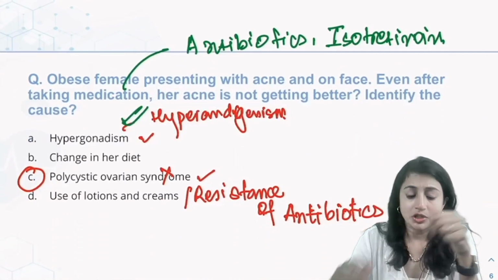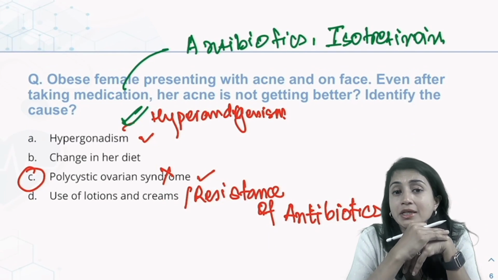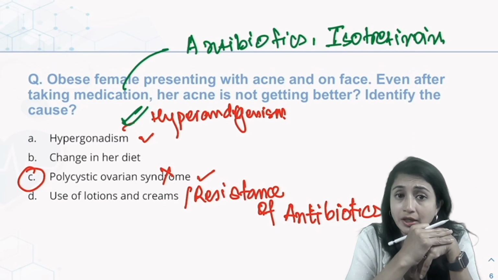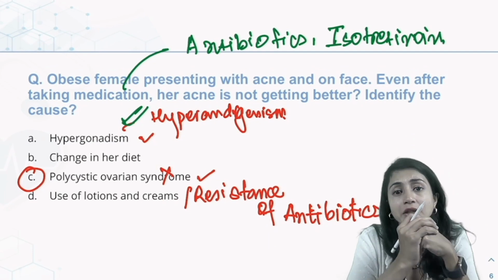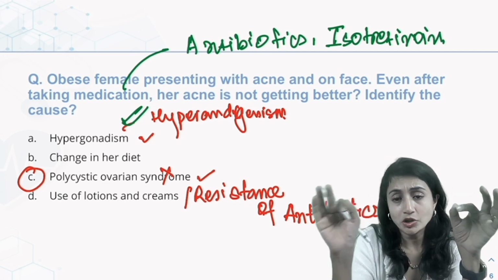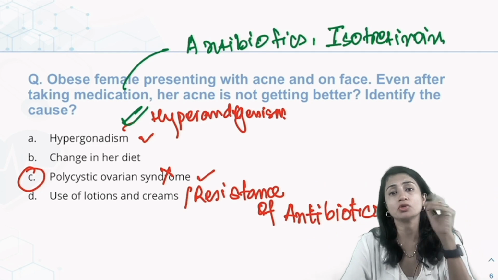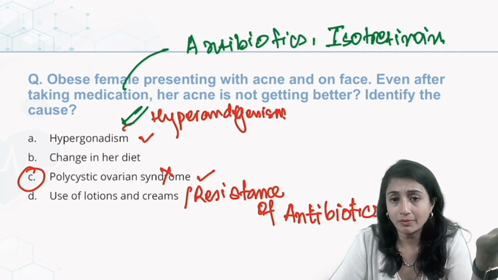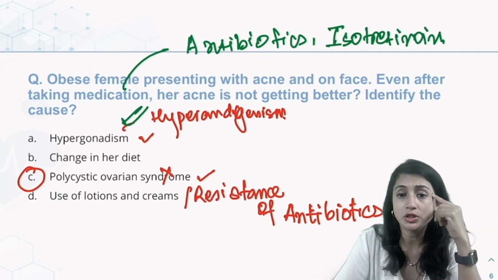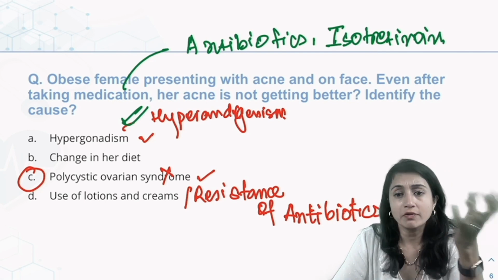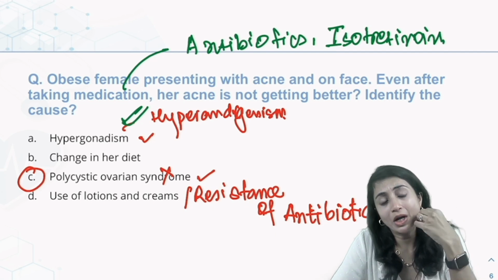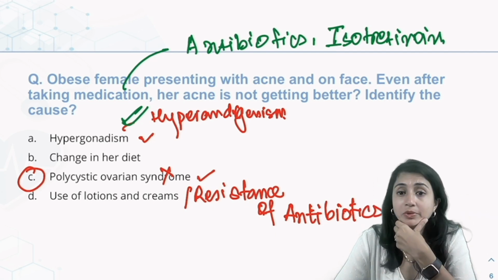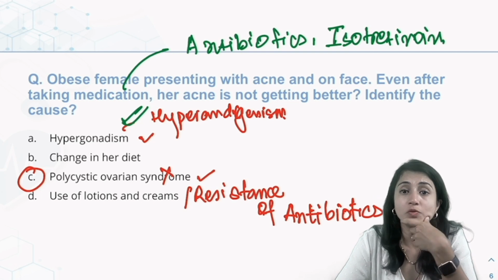Coming to the next question: an obese female presenting with acne on face, and even after taking medicine, her acne is not getting better. So identify the cause. Few of you told me that the medications that had been given were mentioned, that they were given antibiotics and isotretinoin, and the patient was not getting better. So what are they pointing towards? And probably you were also given an image showing acne, and some students said that probably there was hirsutism also present.